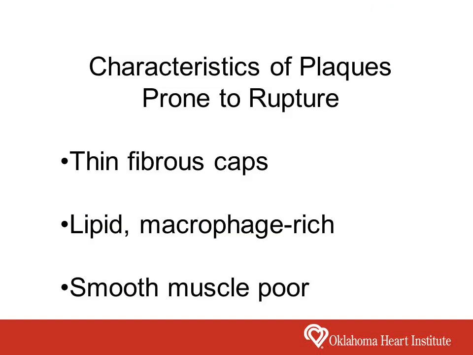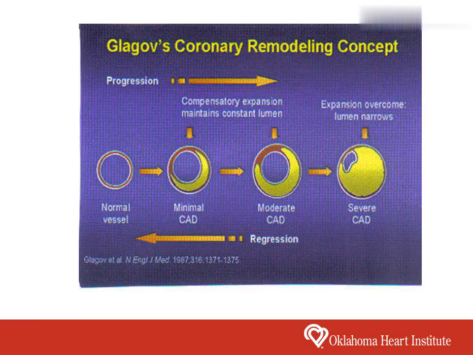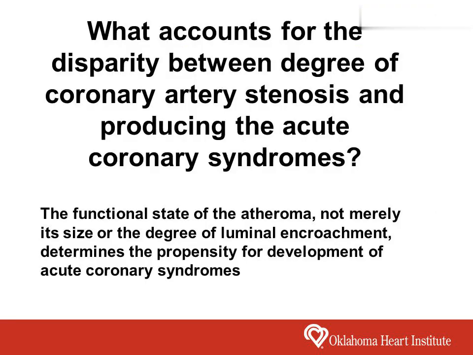Characteristics of plaques prone to rupture: thin fibrous caps, lipid and macrophage rich, smooth muscle poor. What accounts for the disparity between degree of coronary artery stenosis and producing the acute coronary syndromes? The functional state of the atheroma, not merely its size or the degree of luminal encroachment, determines the propensity for development of acute coronary syndromes.